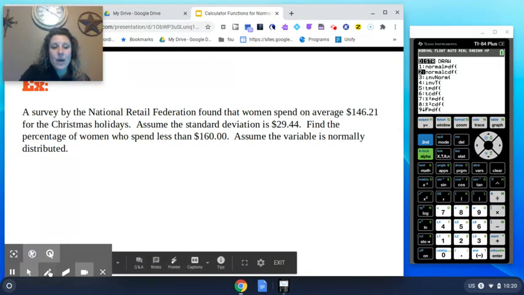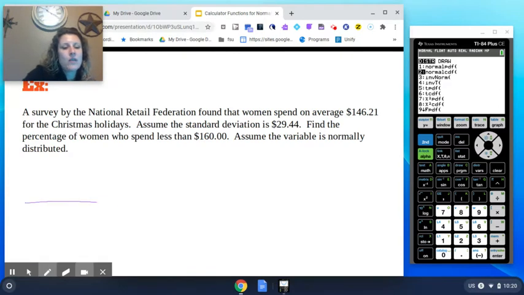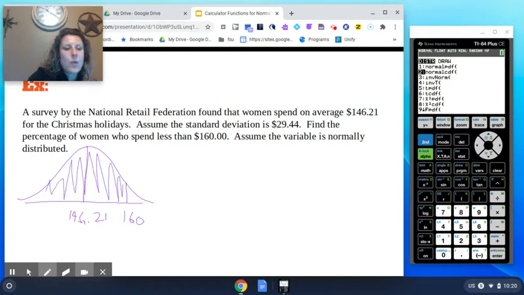Okay, I'm still going to go ahead and draw a picture of what's going on with this prompt just so that we can get a visual of what we want to find. So we have a normal curve that's centered at an average of $146.21. And then we want to find the percentage of women who spend less than $160. So 160 is above the mean, but we're shading to the left. So that's quite a large area that we're trying to find.